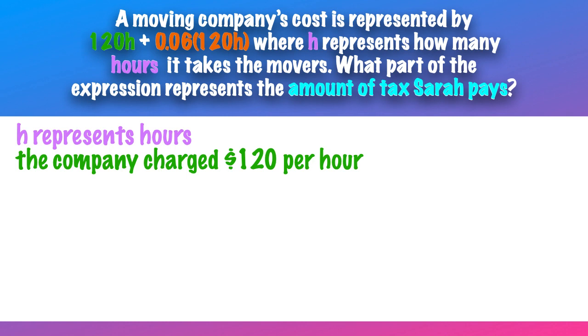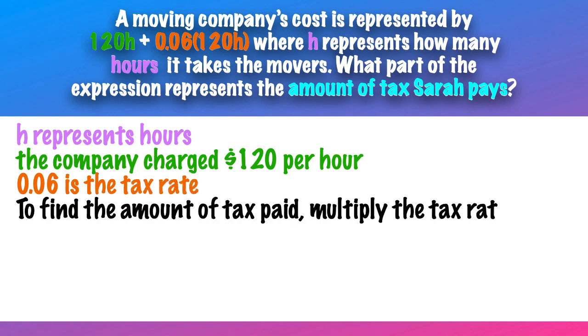Then when we think about taxes, right? Taxes are represented by percentages, and percentages in an expression would be a decimal. So that 0.06 is the tax rate. To find the amount of tax paid, we multiply the tax rate by the subtotal. The subtotal would be that 120h part because that's representing the amount the moving company is charging, right?